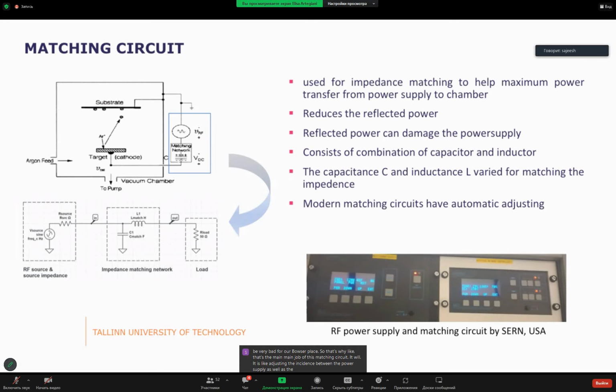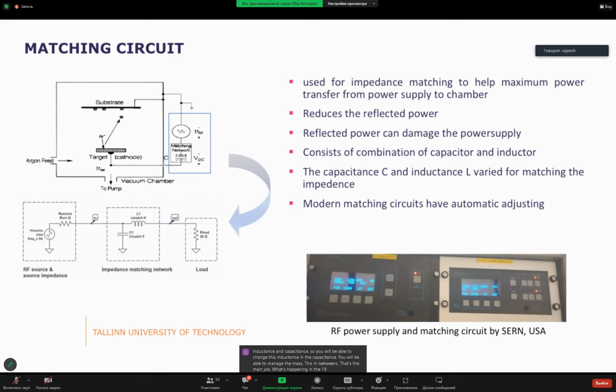What is inside the matching circuit is a variable inductance and capacitance. So you will be able to change this inductance and capacitance, and you will be able to match this impedance. That's the main job of what happens in the matching circuit.